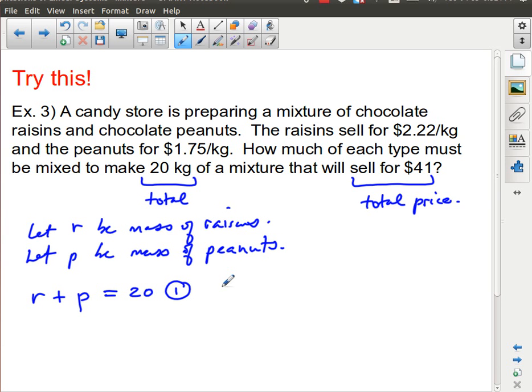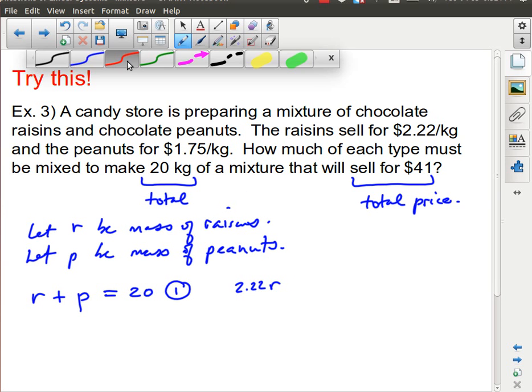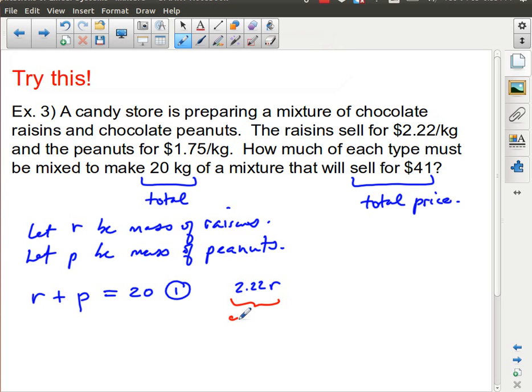Now our second equation is where things get interesting. The raisins sell for $2.22 per kilogram, and I have r kilograms of them. So that means 2.22 times r, that is not the mass, r is the mass, and 2.22 is the cost per unit mass. So these two things together, that is the total cost of raisins.